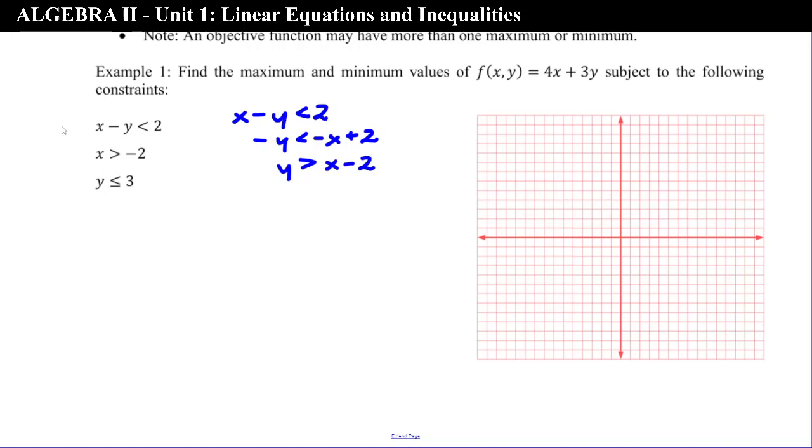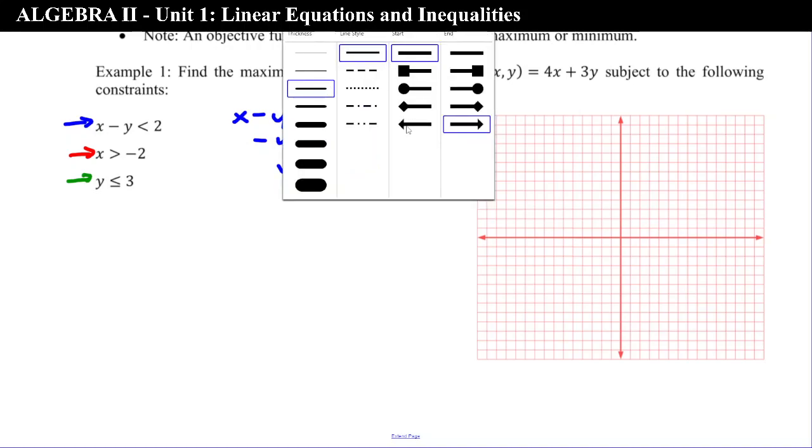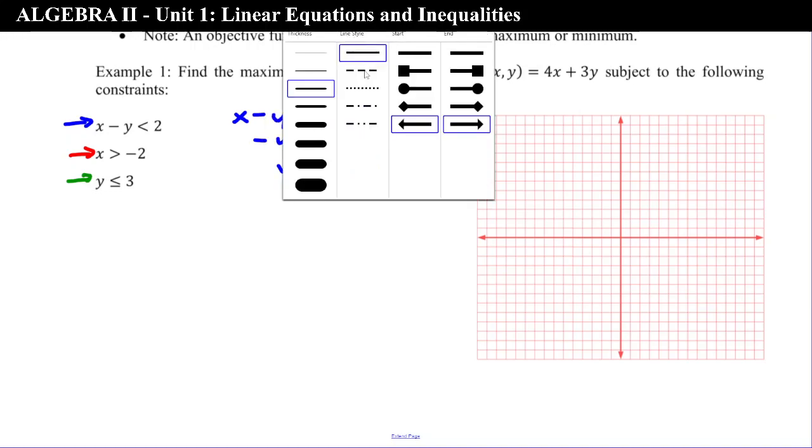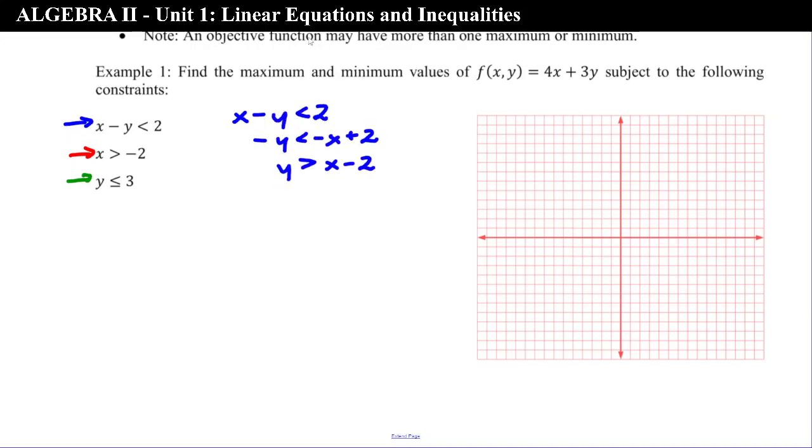And we're going to make this one blue. We're going to make this one red. And we're going to make this one green, just so that we can keep all of our lines straight as to which one's which. Okay? Well, we know that this is going to be a dashed line, so let me go ahead and format all of this. And we're going to make it blue, and we're going to make it dashed.